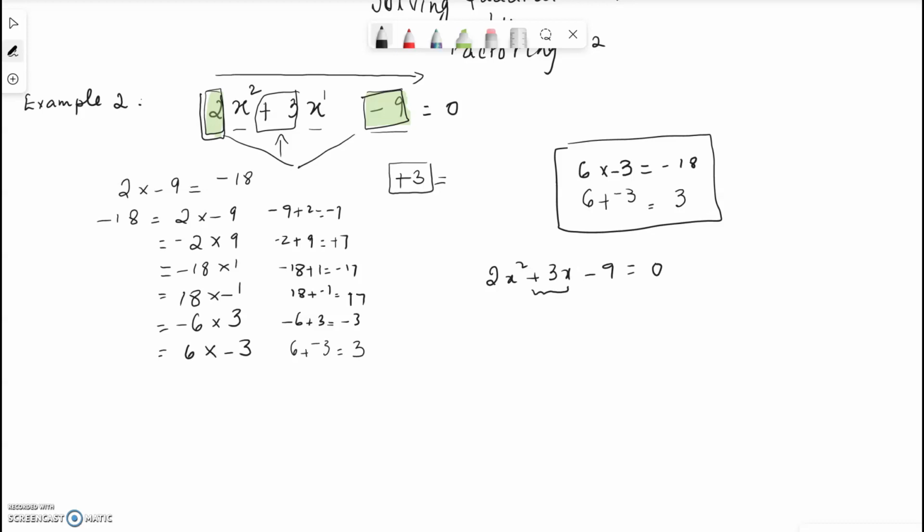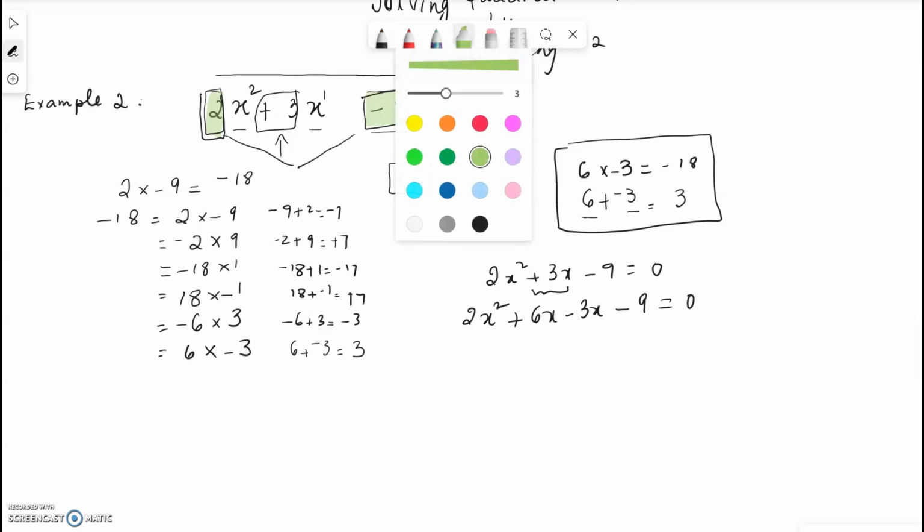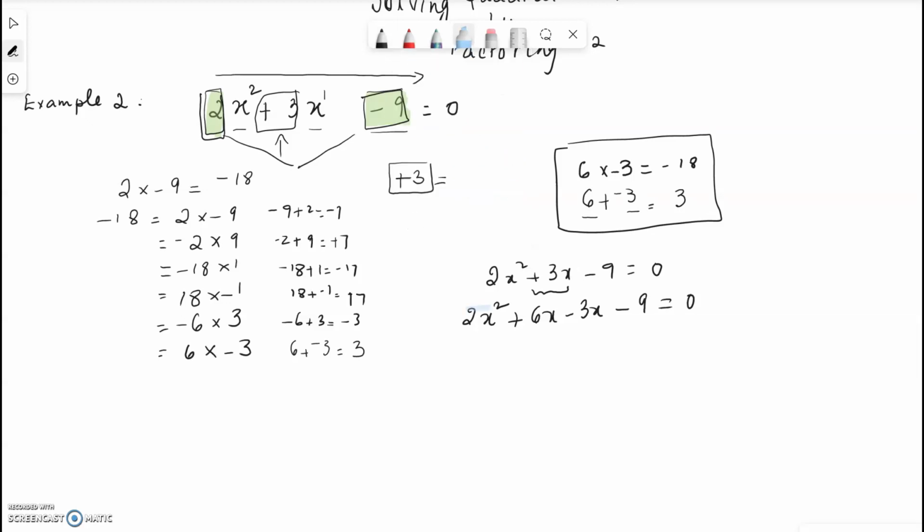We write the middle term using the factors 6 and -3. So 2x squared, remember that +3 is the sum of 6 and -3. So +3x is the sum of +6x and -3x. Minus 9 equals 0. If you've done everything right, you should be able to factor this expression by grouping. So we're going to group the first two terms and the next two terms and factor each one of them.